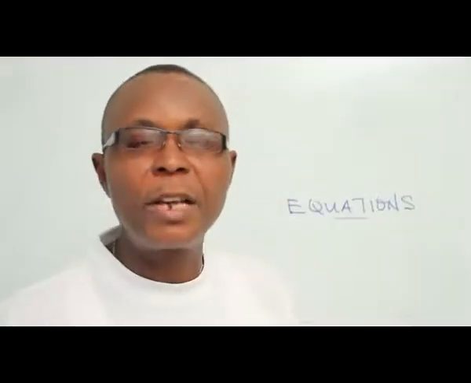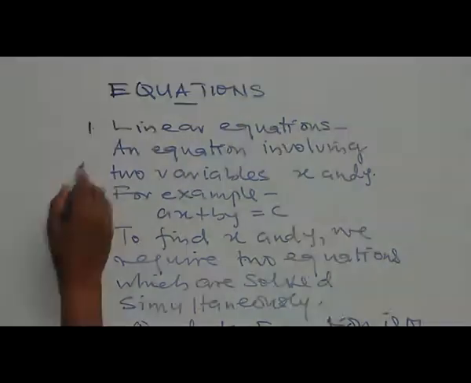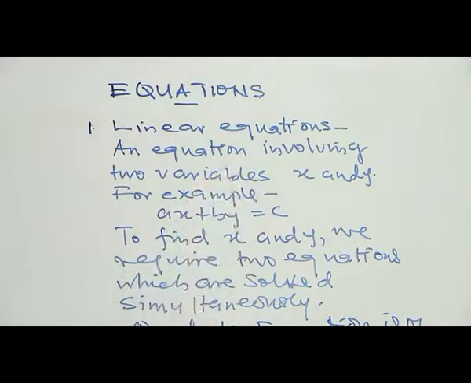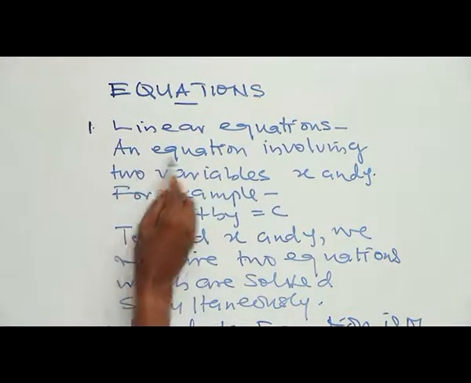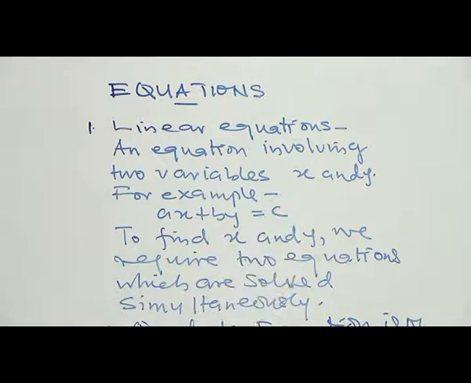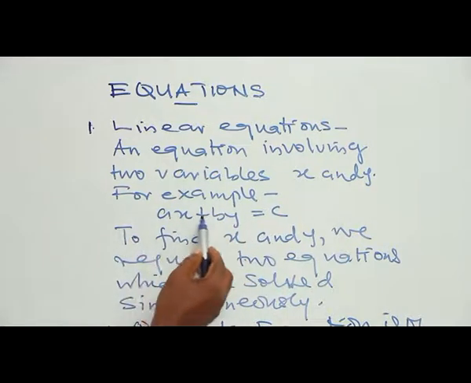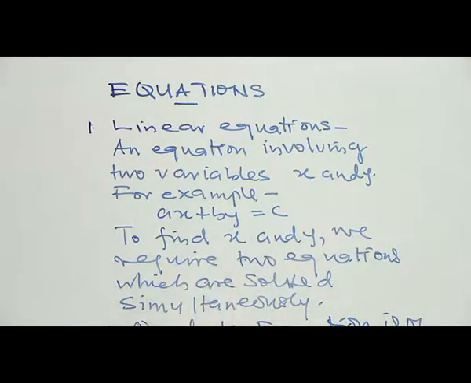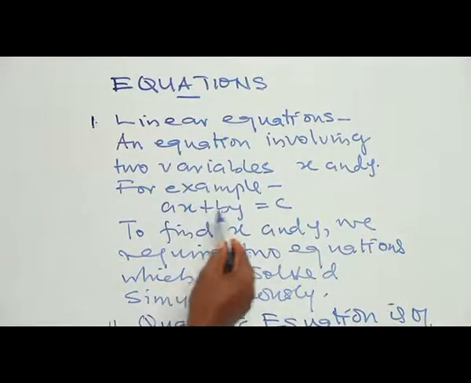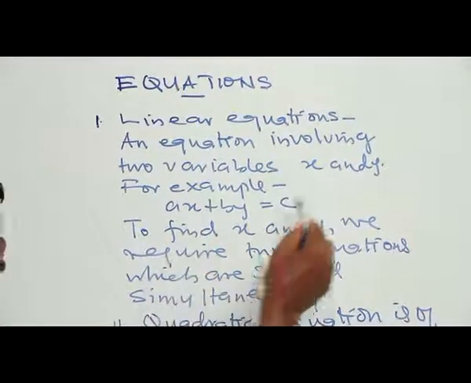Today we are going to be looking at equations. We will look at linear equations. First and foremost, an equation involving two variables, x and y. For example, ax plus by equal to c is said to be a linear equation. It means therefore that if you draw the graph of this, you will have a straight line.